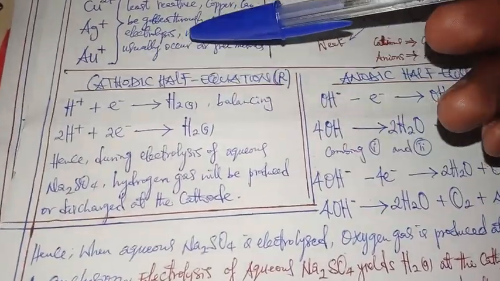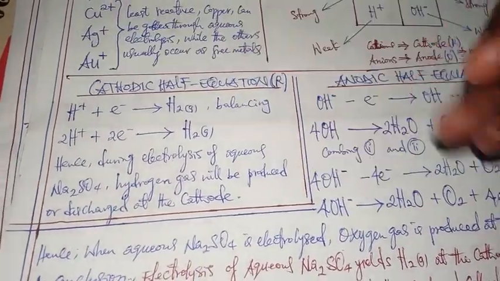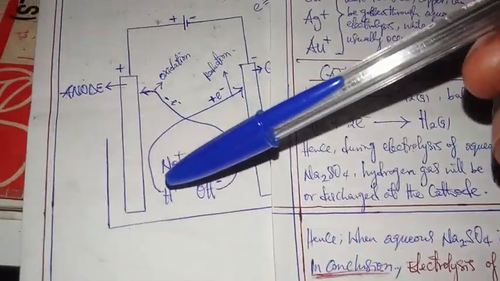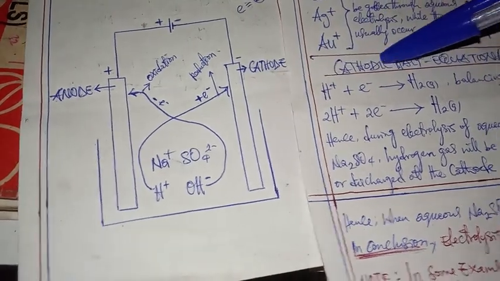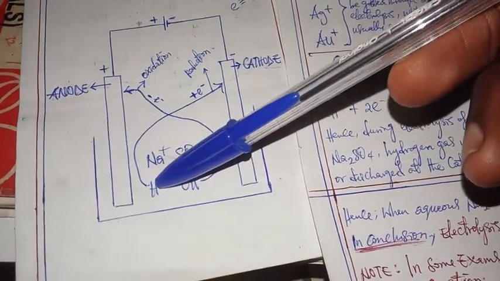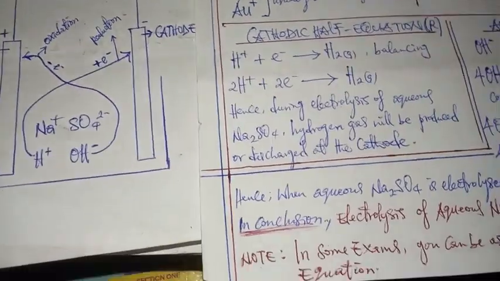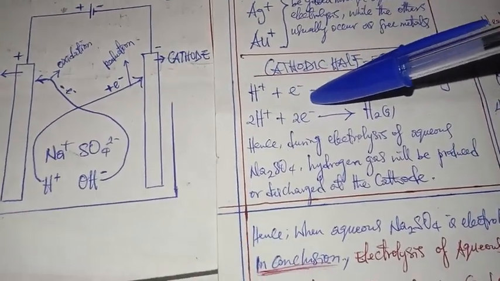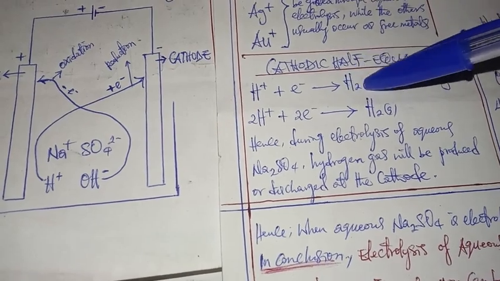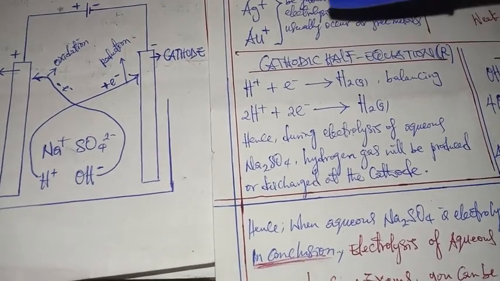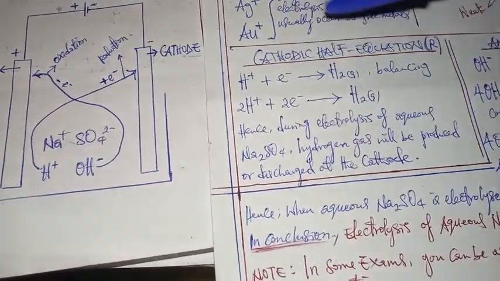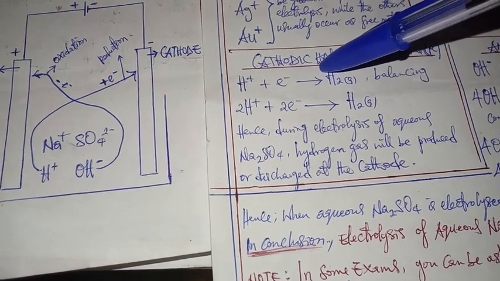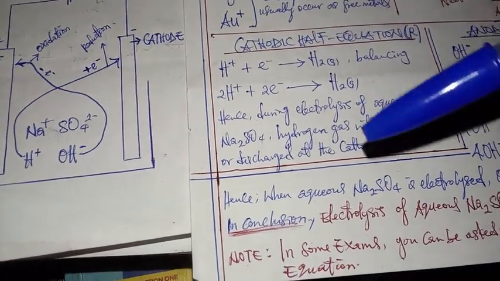Now hydrogen ion is migrating to the cathode. You can look at this. Hydrogen ion is migrating to the cathode. That's all right. Cathodic half equation is concerned with hydrogen ion. When hydrogen ion migrates to the cathode, it will gain an electron to be converted to hydrogen gas. Please note that hydrogen ion migrates to the cathode, but hydrogen gas is discharged or hydrogen gas is produced.